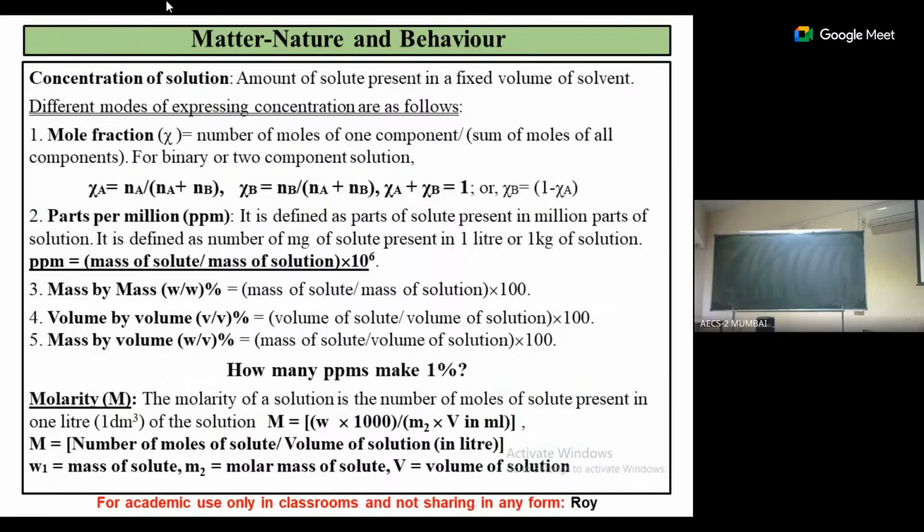So suppose you have 1 milligram of the solute and you have 1 kg of the solution. So 1 ppm is defined as 1 milligram of solute present in 1 kilogram of the solution or 1 liter of the solution. Both are universally used, especially for water. Okay, so you are getting it now. Now ppm is understood. ppm is defined as the parts of the solute present in 1 million parts of the solution.